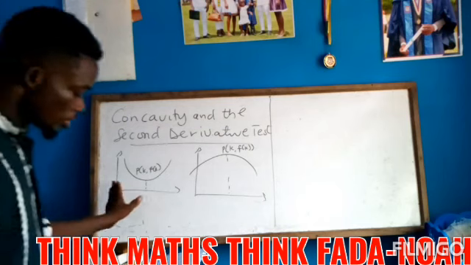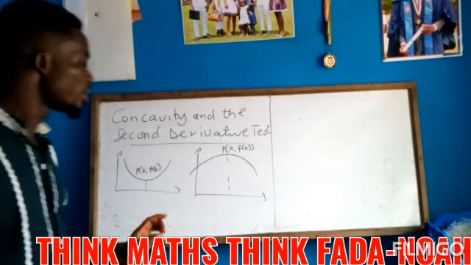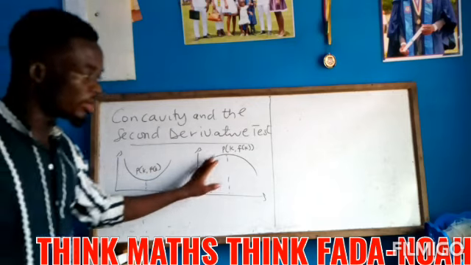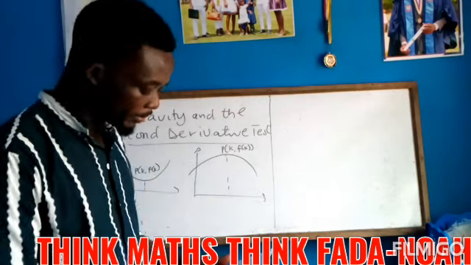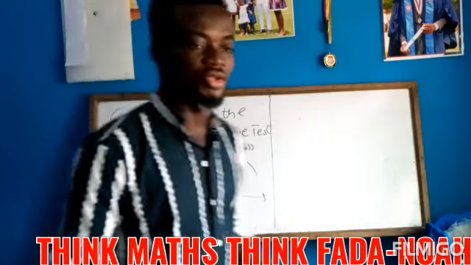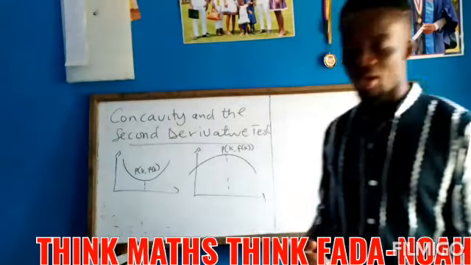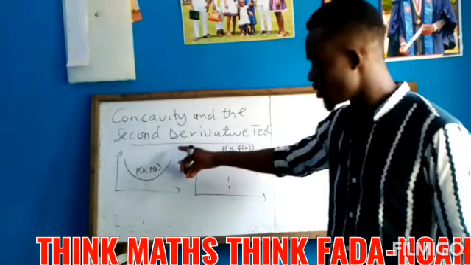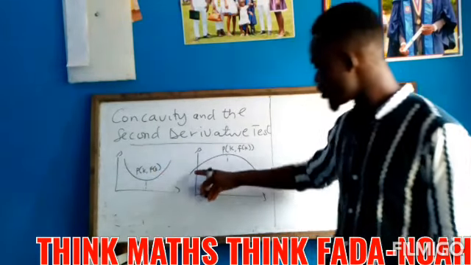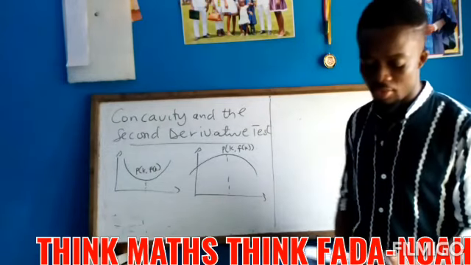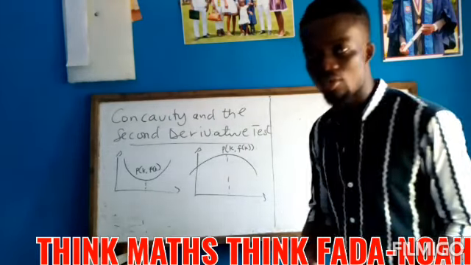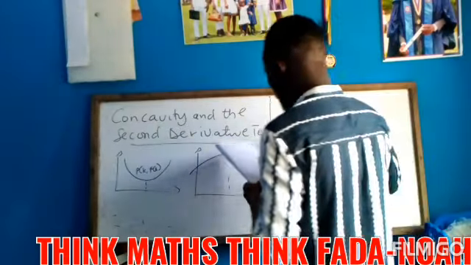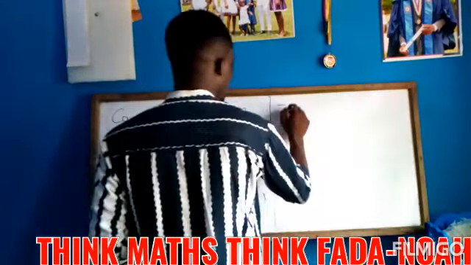Okay. So let's look at the conditions by which a graph will have this concavity or that concavity. So if you have the function, you just have to use what we are coming to look at to test if the graph will exhibit this graph or the function will exhibit that graph. Okay. So let's look at how to test for concavity.